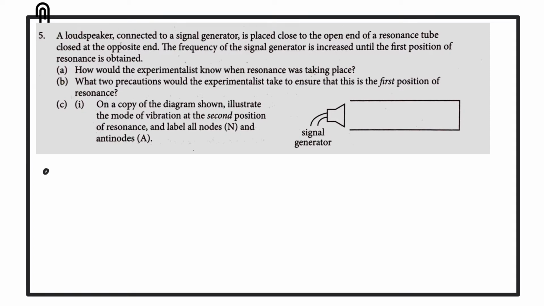So how would the experimentalist know that resonance was taking place? Well, we would be able to identify that by identifying when the sound is at its loudest. As the experimentalist changes the frequency in the signal generator, the frequency will increase, so the pitch will get higher and higher, but there will come a certain point where that noise gets very loud. And when the sound is at its loudest, that's when we have resonance taking place. In other words, the air inside that air column is vibrating with a maximum amplitude at the open end of the tube.